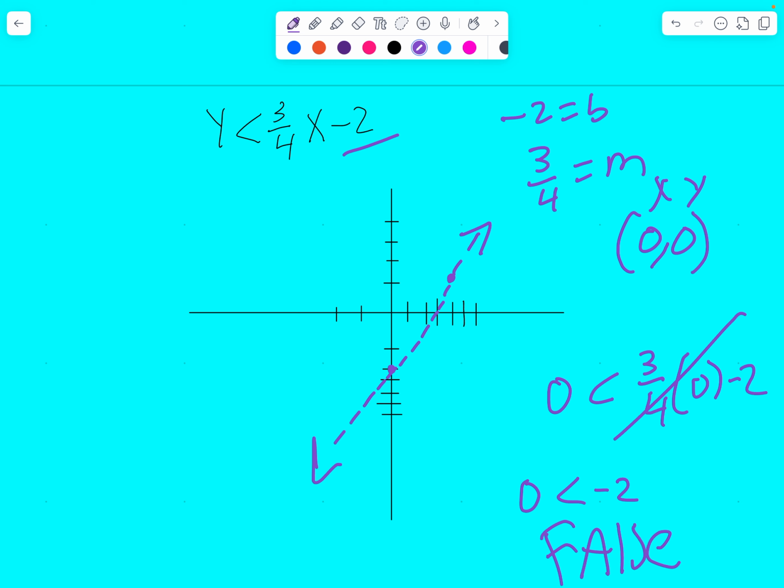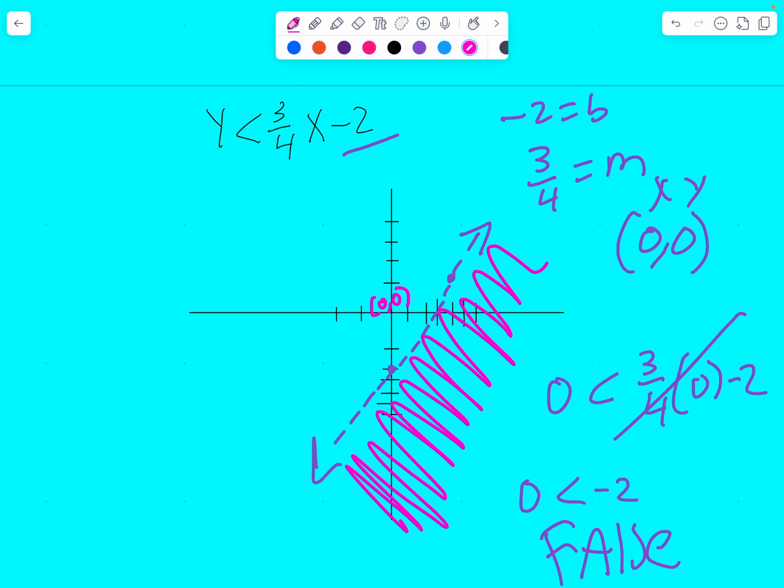Having 0 money is not less than having negative $2, owing someone $2. So this is 0, 0. I'm going to shade the side that is opposite of that because we have a false statement happening here. So this is your answer, you guys.